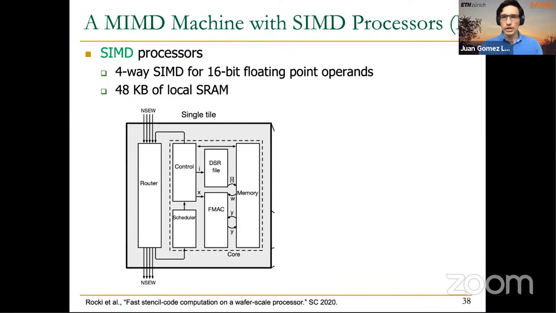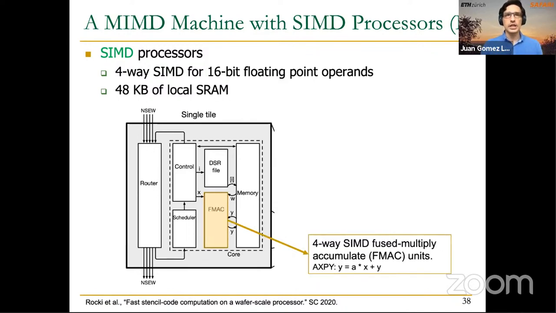So yeah, as I was saying, the interesting thing is that each of these small cores that compose this MIMD machine is a SIMD processor. So this is a MIMD machine composed by SIMD processors. We know it's SIMD because it has a SIMD functional unit, which is four-way. So this means that it has four lanes, so it can execute four operations in parallel. And these operations are the important operations for machine learning, which is the fused multiply-accumulate operation.